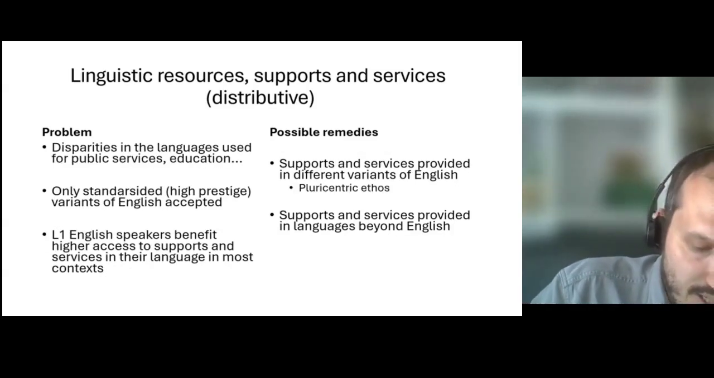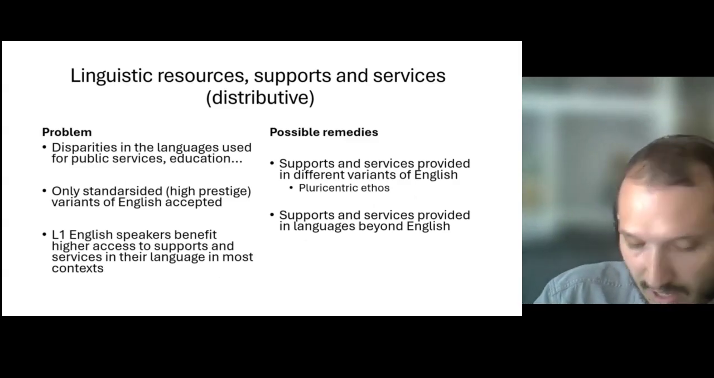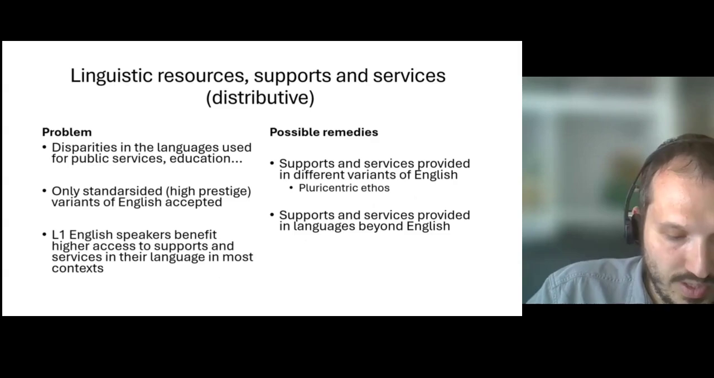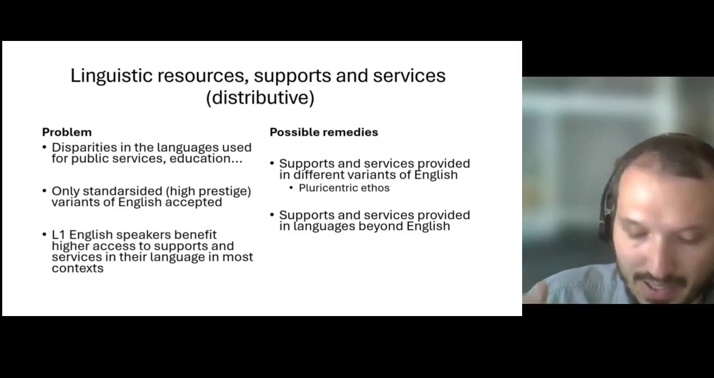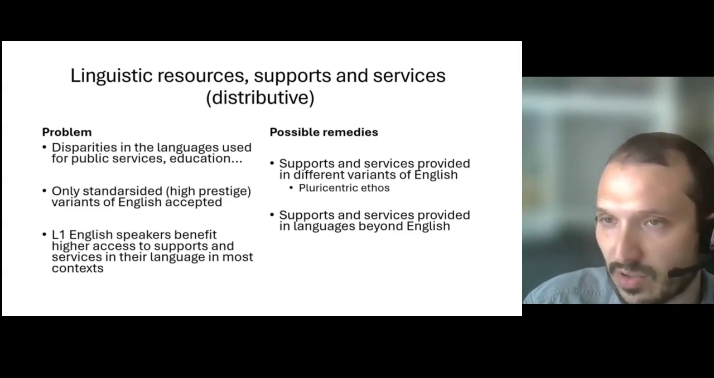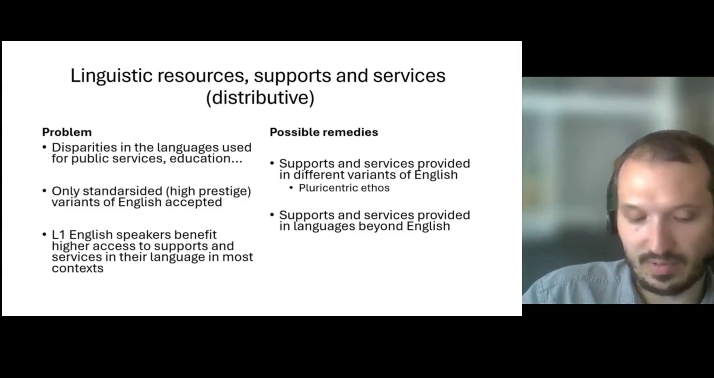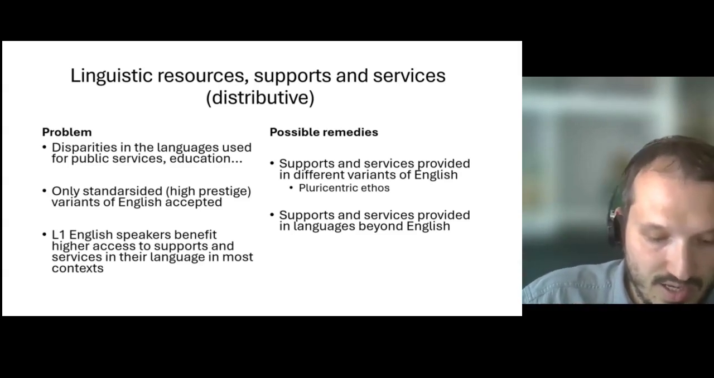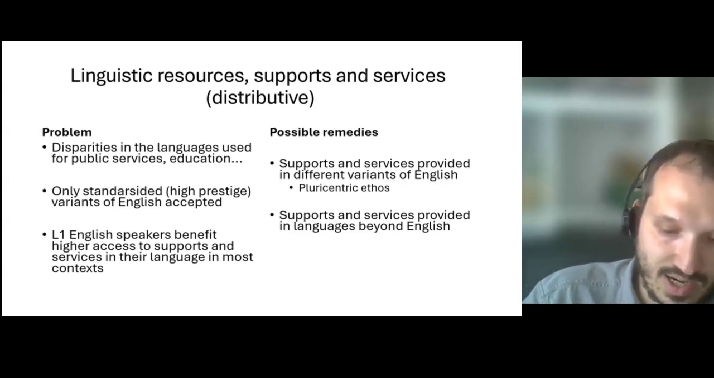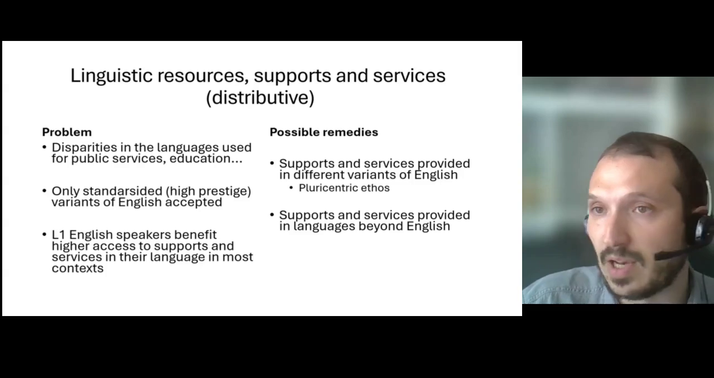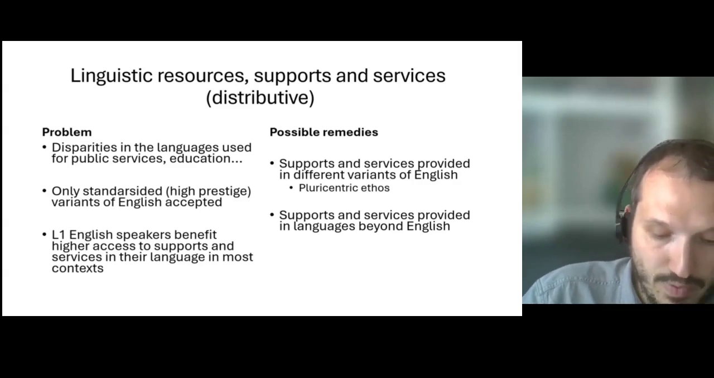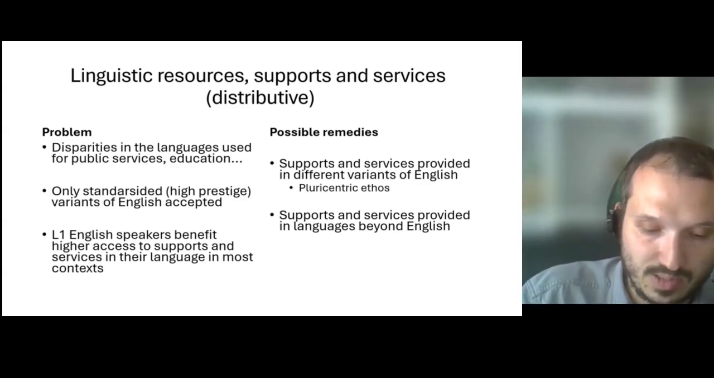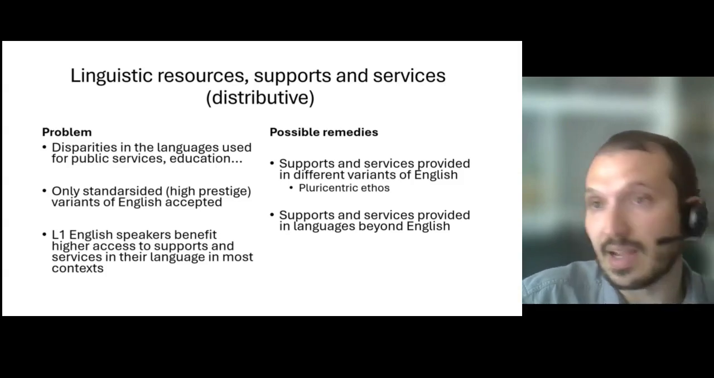Another distributive inequality, as was mentioned by Andy before, and it's quite common also in the linguistic justice literature, is the unequal provision of linguistic resources, supports, and services. So for instance, this is quite typical in multinational states. There is a lot of literature on that. Like when in multinational states, there might be disparities in the languages used by public services, healthcare, education, or communication with civil servants, officials, etc. So similar inequalities that happen in multinational states can also be found at the global level, no? Specifically between English speakers and everybody else.